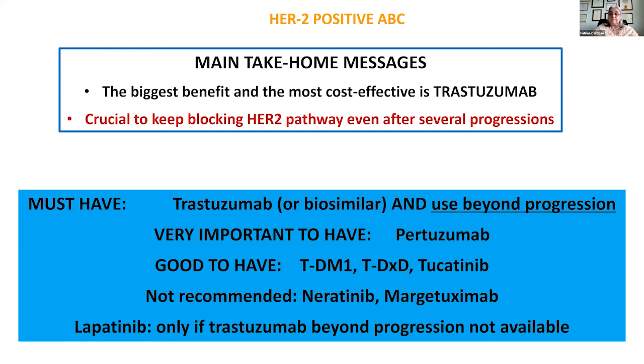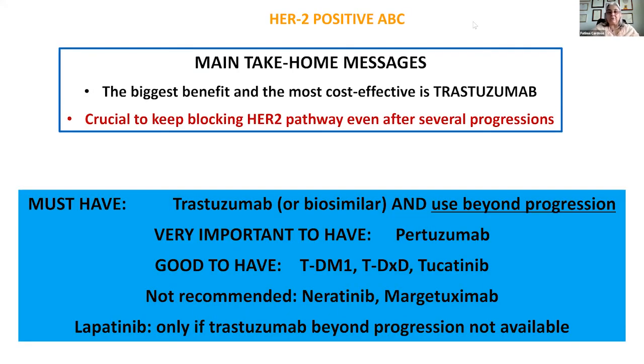And what is very important to have is pertuzumab, something that I call good to have, because it would be very important to have different options: T-DM1, T-DXd, and tucatinib. There are drugs that I did not mention for the sake of time, but we do not recommend neratinib or margetuximab, and lapatinib is inferior to trastuzumab. But in countries where you cannot continue trastuzumab, then it's important to have lapatinib to have different options. So that is the end of the first part of my talk.